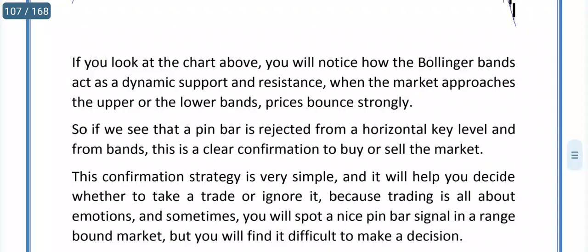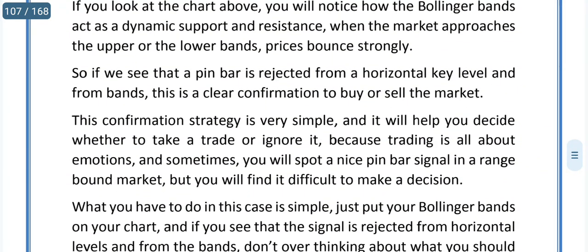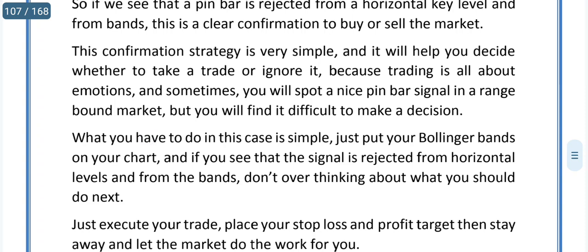But if you look at the chart above, you will notice how the Bollinger bands act as dynamic support and resistance levels. And when the market approaches the upper or the lower bands, the prices bounce strongly. Therefore, if you see that the pin bar is rejected from a horizontal key level and from the bands, this is a clear confirmation to buy or sell the market. Therefore, the importance of bands is to help us confirm our entry.